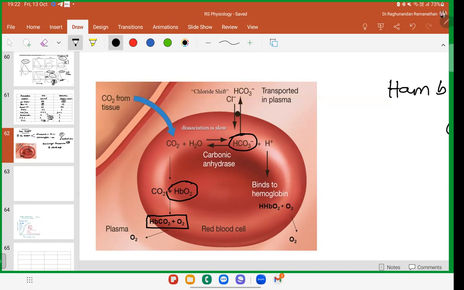So there is going to be a chloride shift from your plasma into your RBC, and that is called your Hamburger phenomenon, otherwise called your chloride shift. This is your carbon dioxide transport.